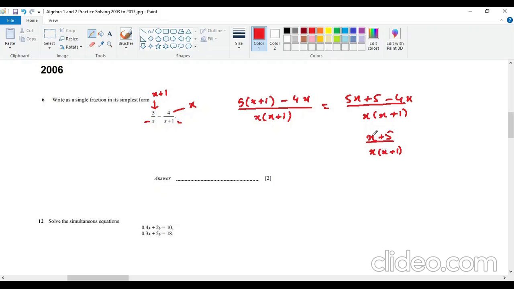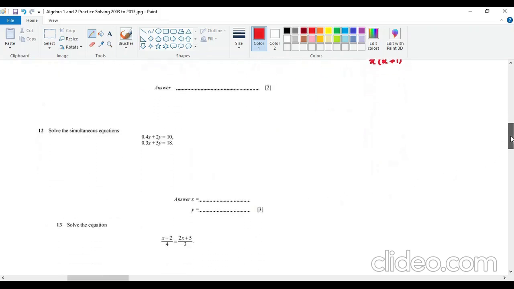And moving on to the next one, is this one.